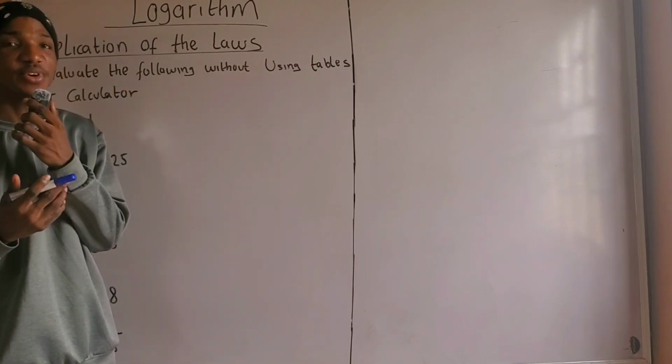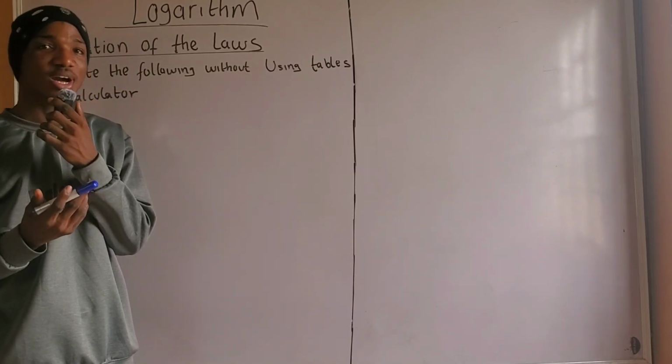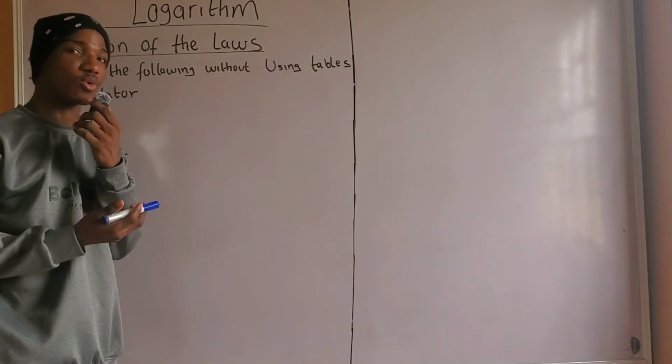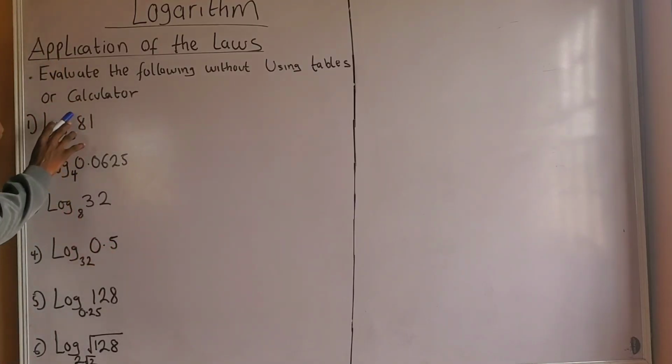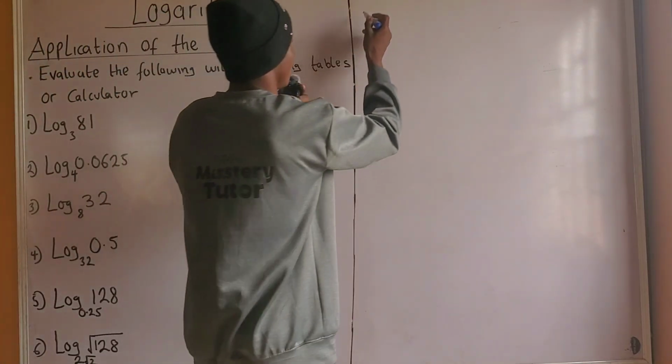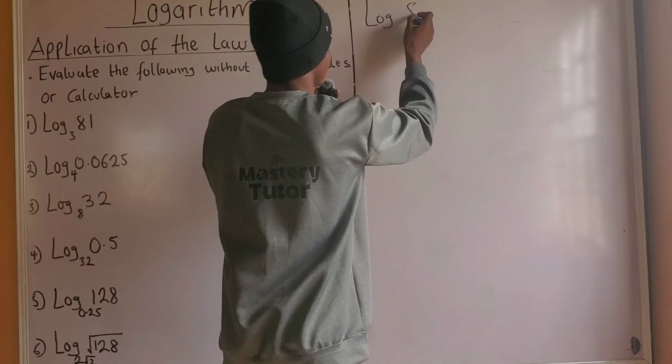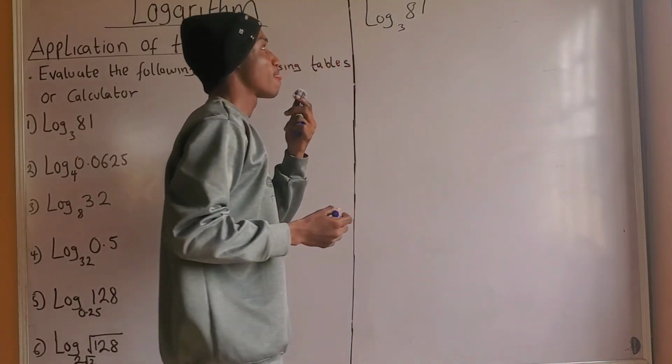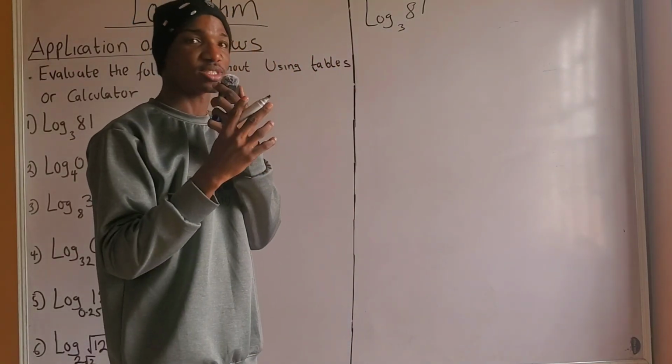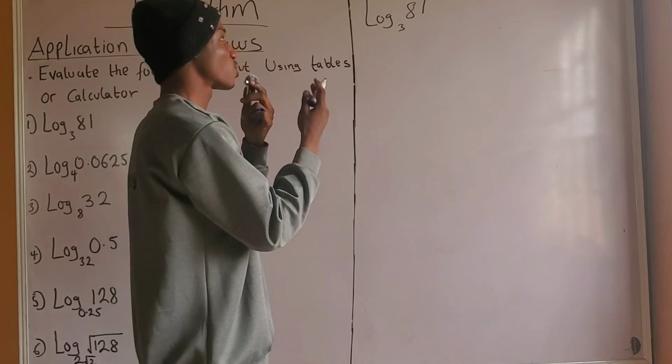Okay, having learned the various laws of logarithm, now let us look at the application of all these laws. We are asked to evaluate the following without using tables or calculator. The first question says log 81 base 3. You can solve this question in two ways.